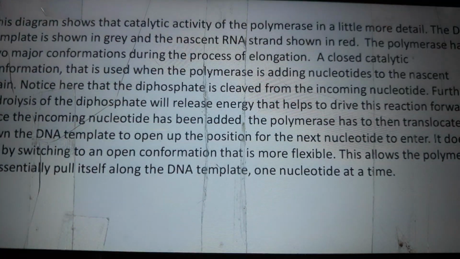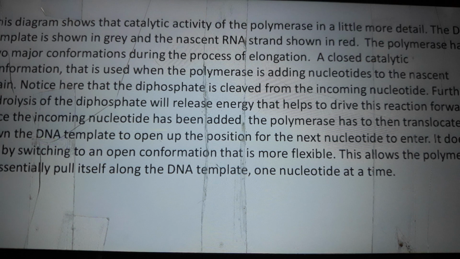This diagram shows the catalytic activity of the polymerase in a little more detail. The DNA template is shown in gray and the nascent RNA strand is shown in red. The polymerase has two major conformations during elongation: a closed catalytic conformation that is used when the polymerase is adding nucleotides to the nascent chain. Notice here that the diphosphate is cleaved from the incoming nucleotide. Further hydrolysis of the diphosphate will release energy that helps to drive this reaction forward.